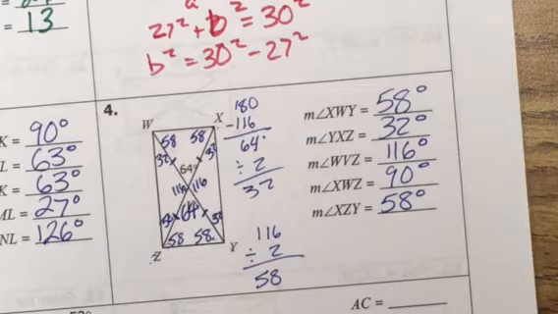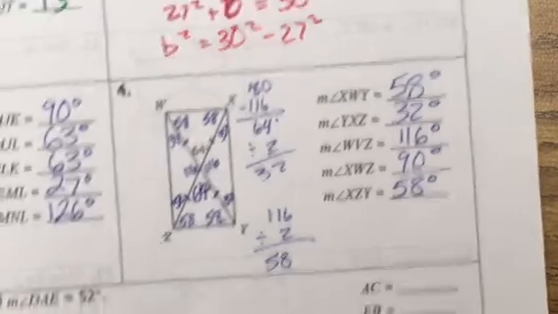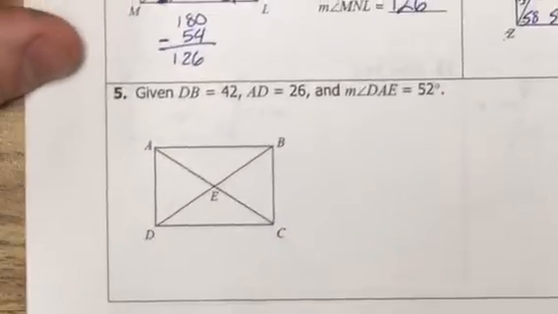So at this time, if you take just a minute, look down at number 5 on your own. See if you can figure out number 5. Welcome back. Let's look at number 5 together.